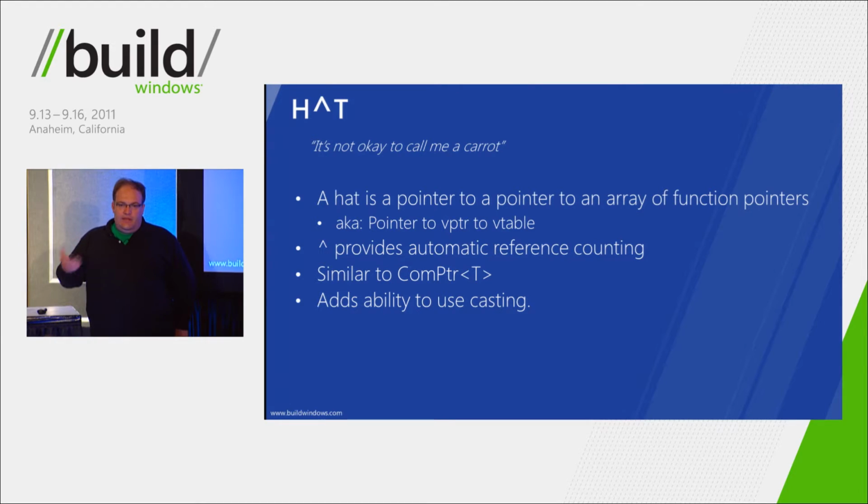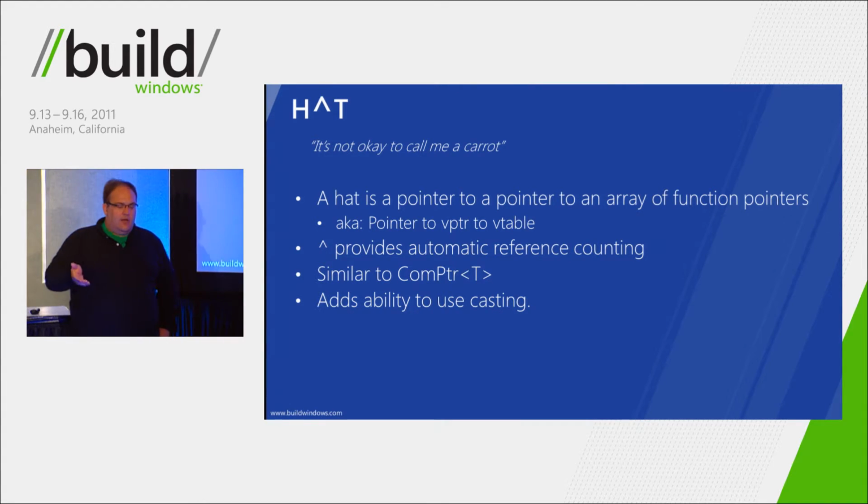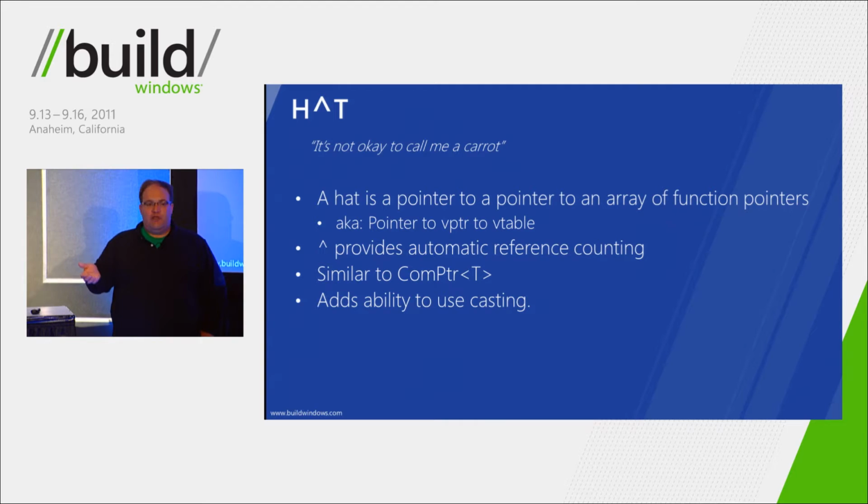The other thing is, CComPtr of T doesn't allow you to do casting between, say, you have a CComPtr of derived and a CComPtr of base, and you just want to be able to assign from the one to the other one. So we added casting implicitly into the hat syntax, so you can have an implicit cast like that, or you can have a static cast, a dynamic cast, or a safe cast as appropriate on the hats themselves.